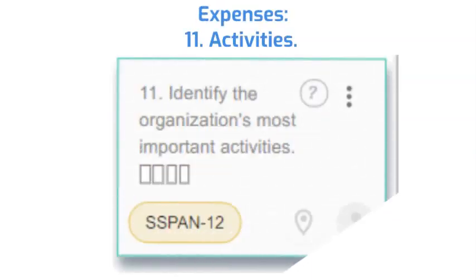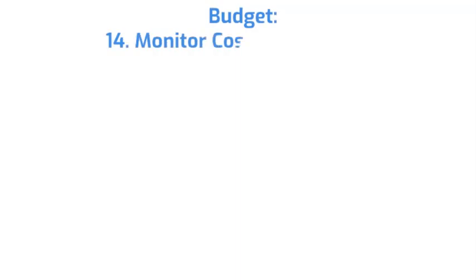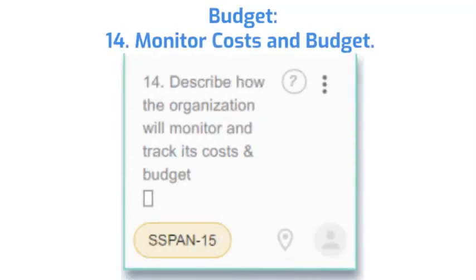Next is to focus on describing all the expense items that will be required to accomplish the value proposition. Identify the organization's most important activities, resources, and key partners. Finally, describe how the budget will be developed, monitored and tracked.